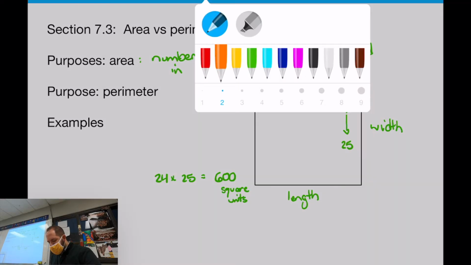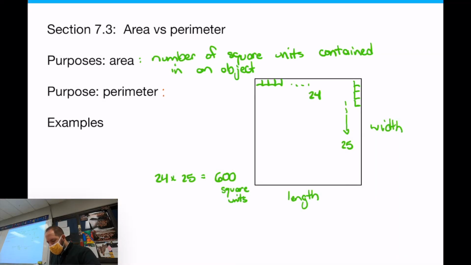Perimeter is the distance around an object. The distance around an object. So if you're going all the way around the room and just count up the distance, like use a measuring tape or a ruler and just kind of lay it down and count it up, that's the perimeter of the room. So in my case, maybe this is 24 feet going this way. So it's 24 feet, and then it's 25 feet coming down this direction.